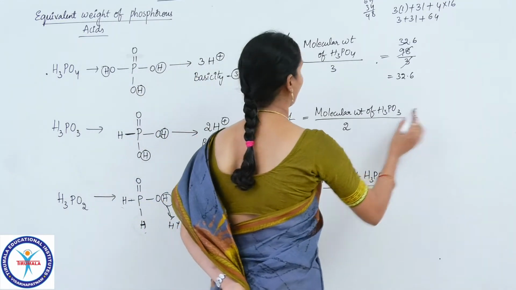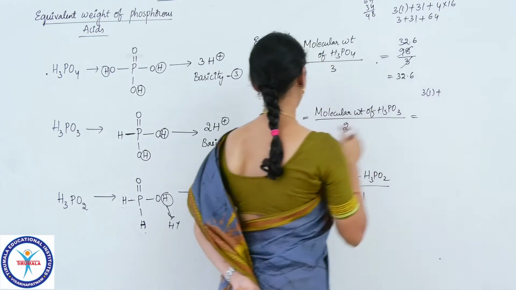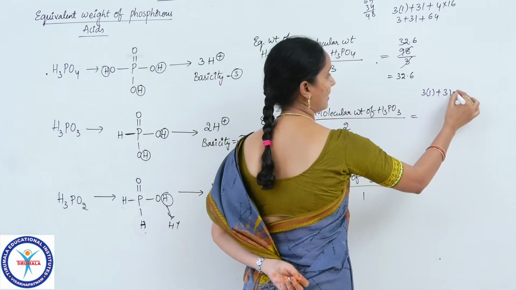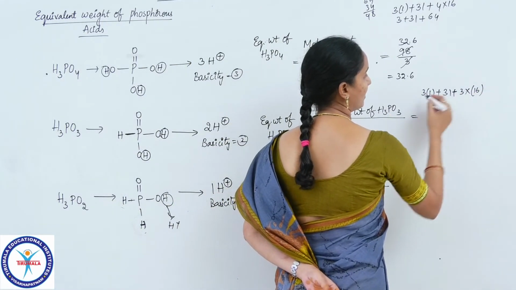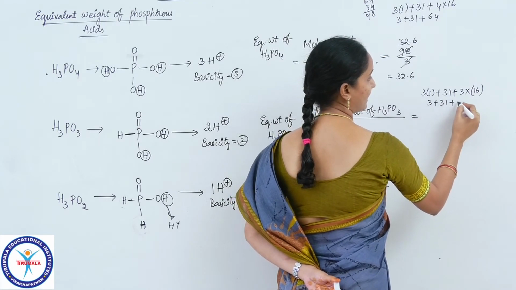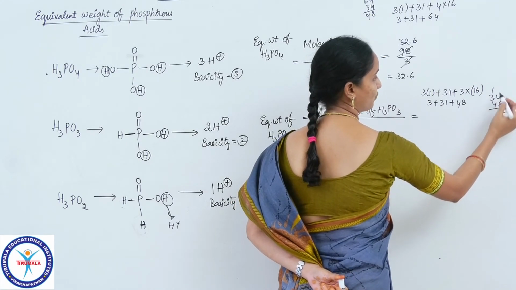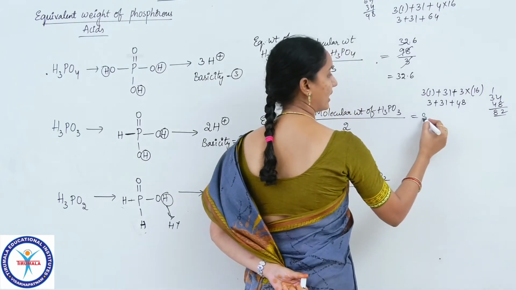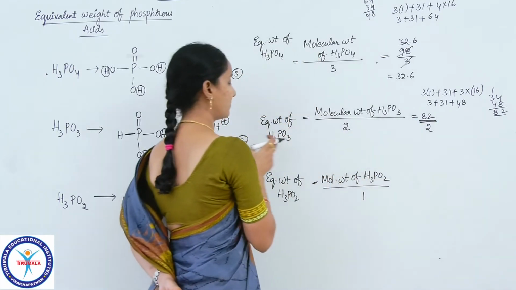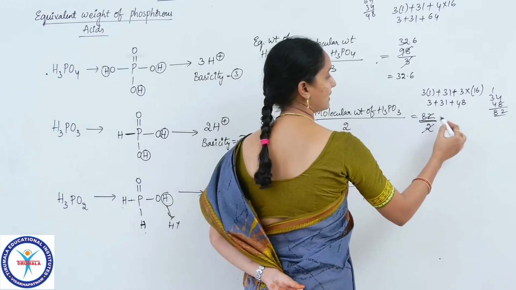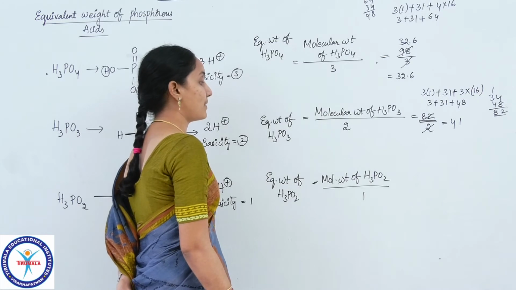Now in the case of H3PO3, how many hydrogens does it have, children? 3 into 1, plus 1 phosphorus, that is 31, plus 3 oxygens, that is 3 into 16. So total 3 plus 31 plus 48, which is 34 plus 48, that is 82. So its molar mass 82 is divided by how much, children? 2, because its basicity is 2. Upon dividing this you will get 41. So the equivalent mass of H3PO3 is 41.